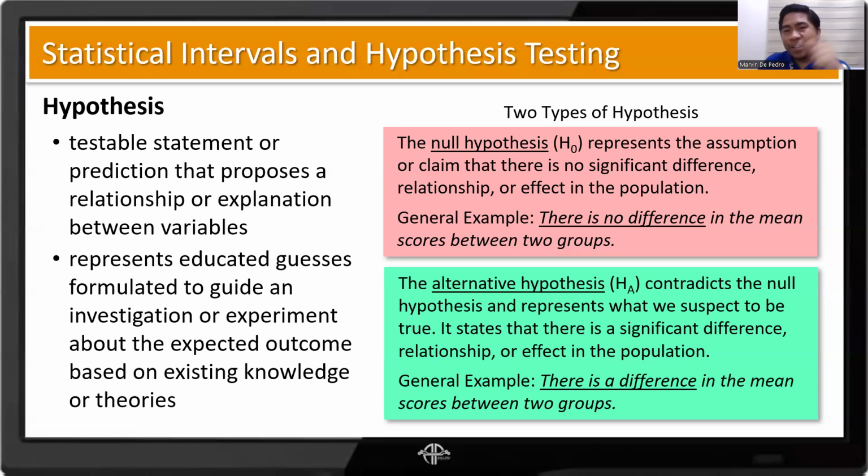On the other hand, the alternative hypothesis is basically the opposite of the null. We represent that by the symbol HA. This one contradicts the null hypothesis and represents what we suspect to be true. It states that there is a significant difference, relationship, or effect in the population. So it's like the reverse, the opposite of null.